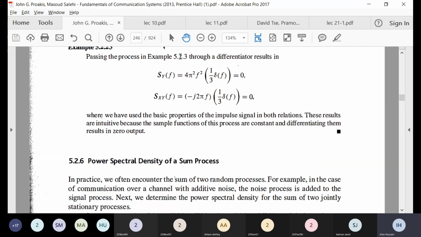This example was again the random process with a uniform random variable, and we saw its PSD. Its autocorrelation was 1/3, so its PSD was 1/3 delta f. If I pass this through a differentiator, what will be the output PSD? Output PSD will be the mod square of the differentiator times this. But delta f only exists at f equal to 0, and at f equal to 0 the differentiator is 0, so the output will be 0. Similarly for the cross term, it will be conjugate, but again it only exists at 0, where this is 0, so the output will be 0.